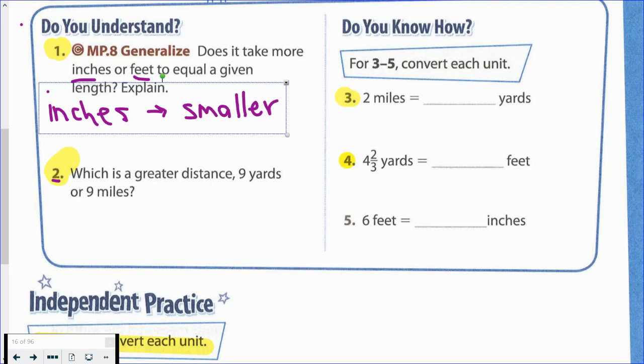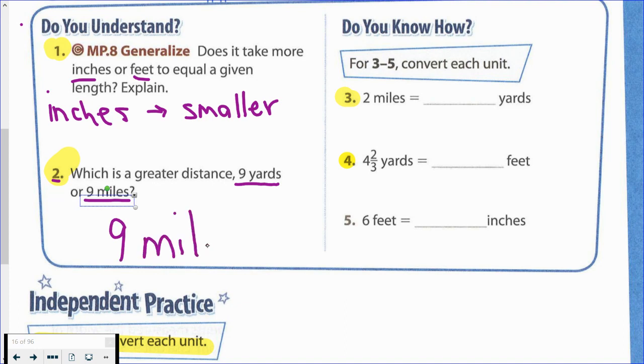Okay, question 2. Which is a greater distance, 9 yards or 9 miles? Well, we know miles are much bigger than yards. Yards are about the length of your arms. If you put both arms out and you kind of look across your arms, that's about the size of a yard. So picture 9 of those. Now picture 9 miles. You guys have all run quarter miles in gym. That's only part of a mile. So imagine doing that over and over and over again. When you picture these, 9 miles is a much greater distance.